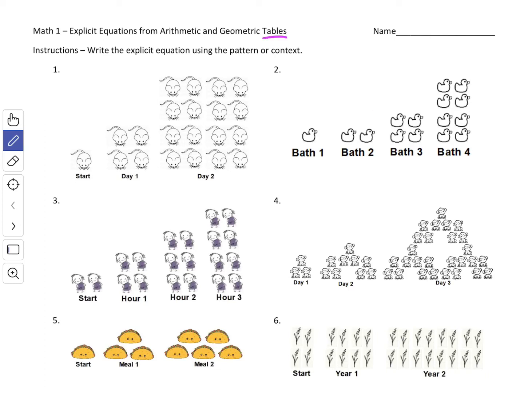All right, so now we're looking at explicit equations with arithmetic and geometric pictures and context. So story problems. I don't know why I didn't label this. Okay, so explicit equations.